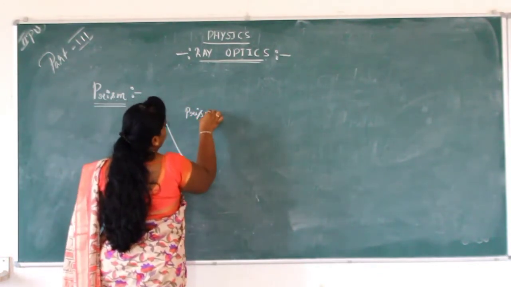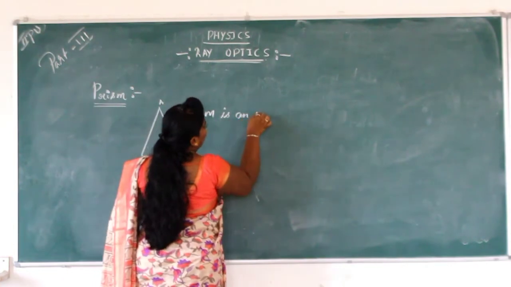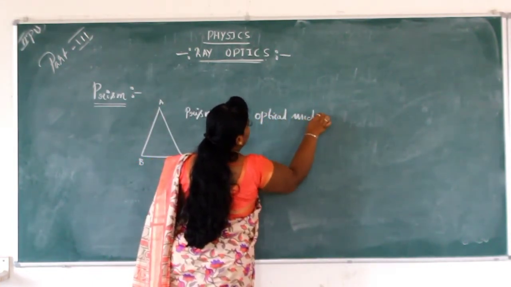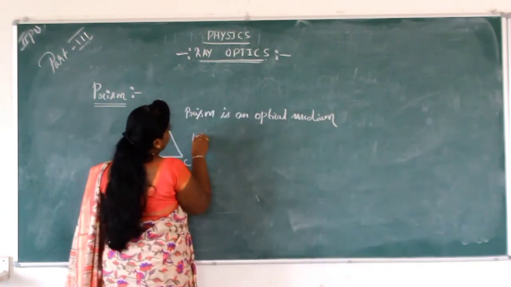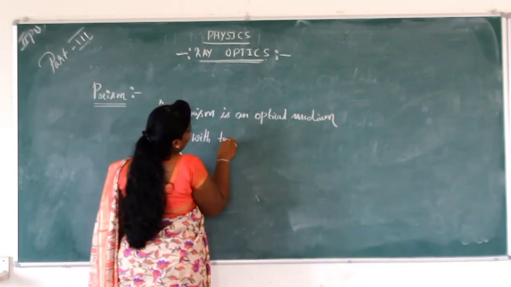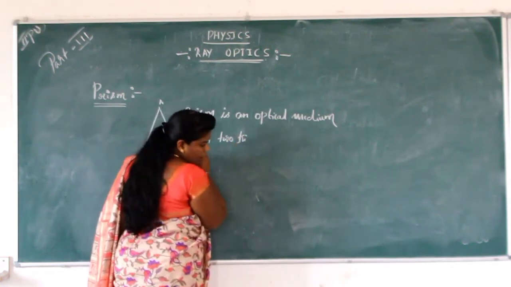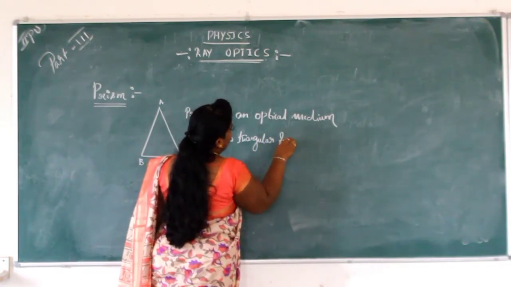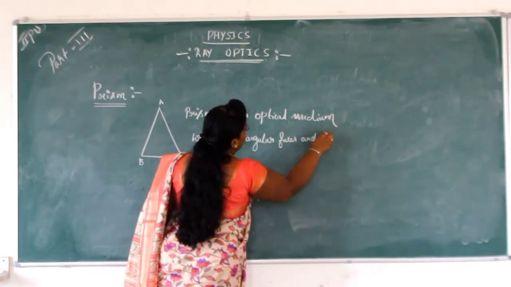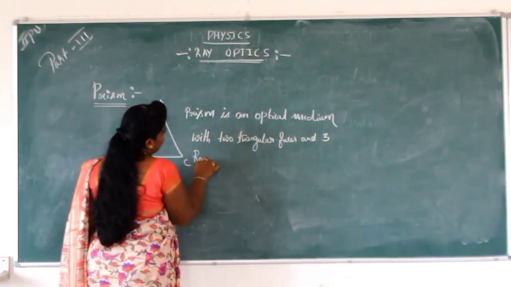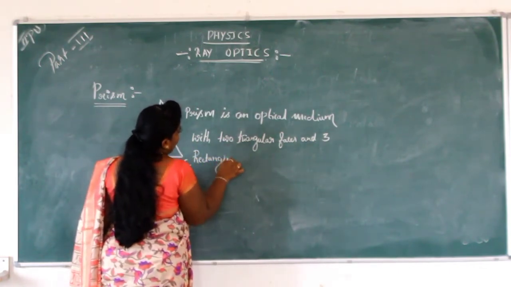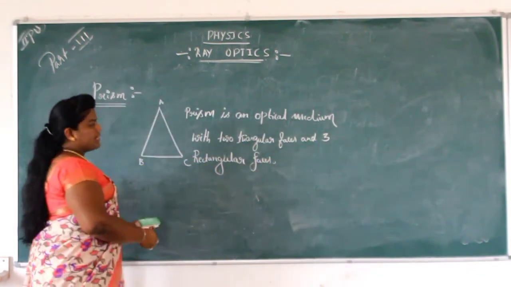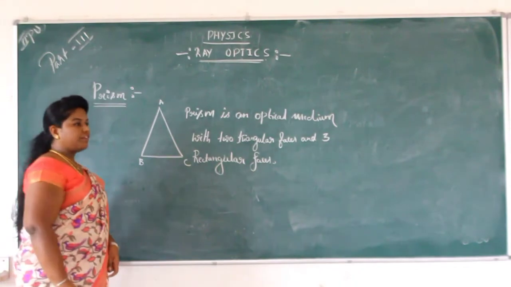Prism is an optical medium with two triangular faces and three rectangular faces. So we have three rectangular faces as well as two triangular faces.